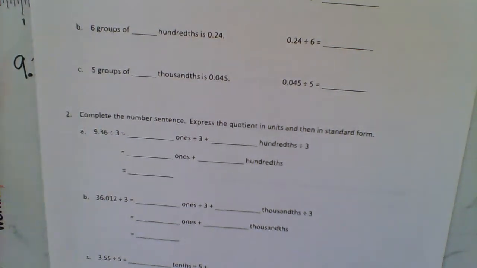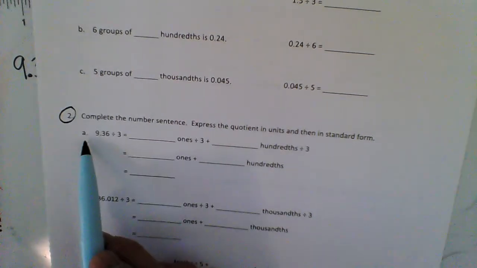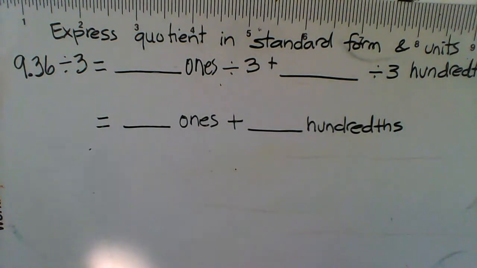Today we're going to look at another example of how to solve a division, how to find a quotient on a division with decimals. So we're going to look at this number right here. We're going to look at A. So I already wrote that down on my chart, and here's what is going to happen.